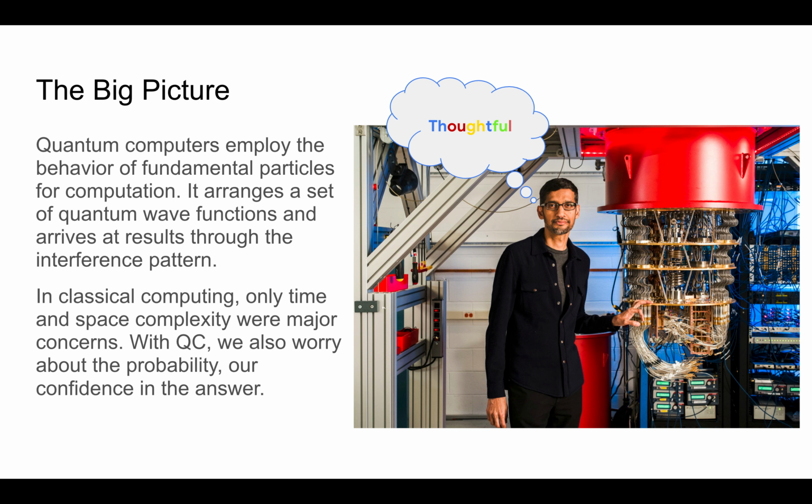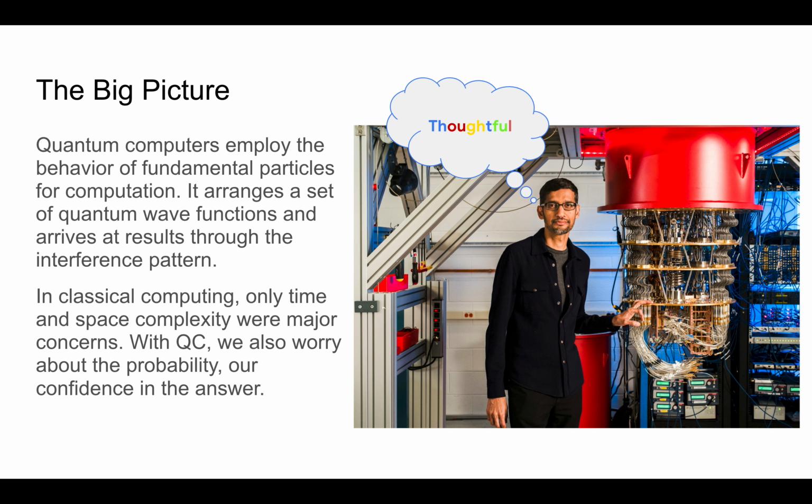It can be mathematically represented as different spins on the particle. But yeah, it encodes a lot of information, and the resulting interference pattern, when it's observed, can be used to arrive at computational results.